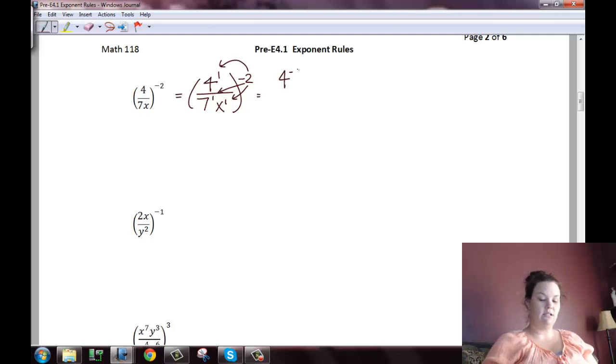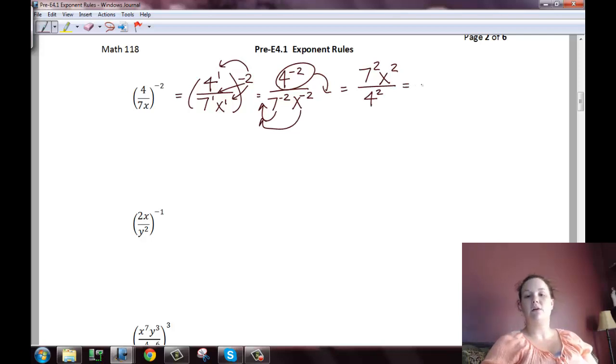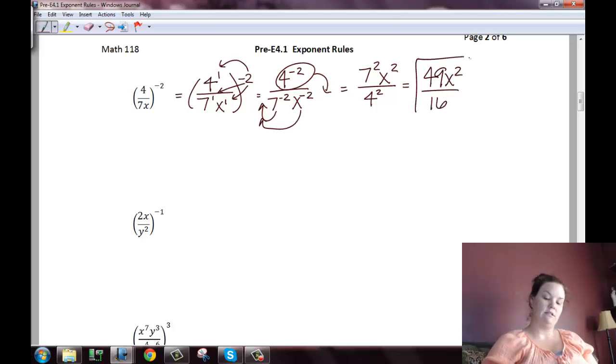So this gives me 4 to the negative 2 all over 7 to the negative 2 times x to the negative 2. And then anything that has a negative exponent, which in this case is everything, right? I move it across the fraction line. So that means the entire denominator gets moved up, the entire numerator gets moved down. So this guy's going down, and these two guys are going up. So I end up with 7 squared x squared on top and 4 squared on bottom. And then I can go ahead and multiply out the number part. So I get 49x squared all over 16.